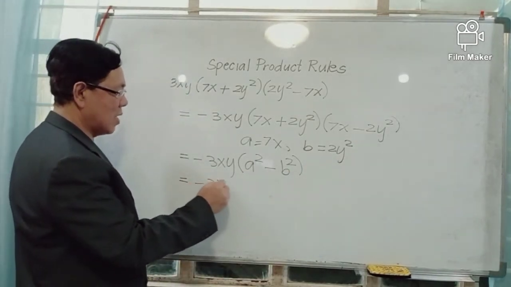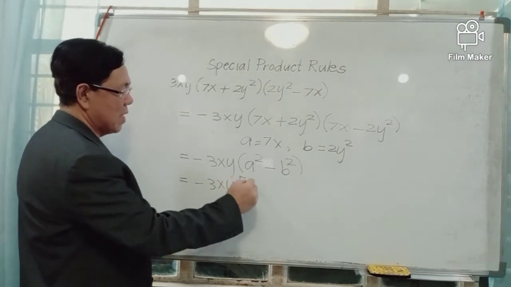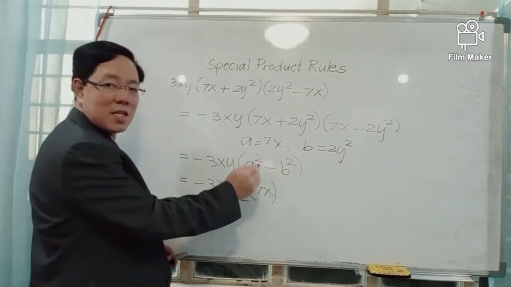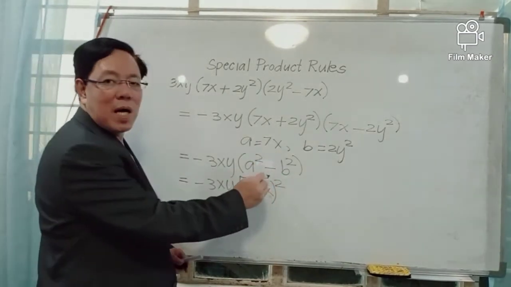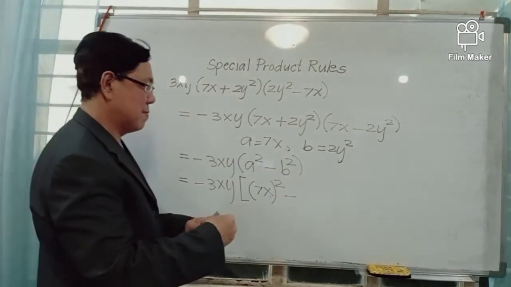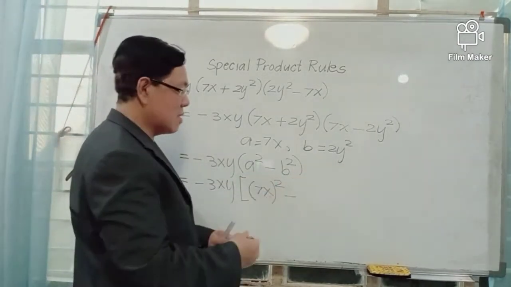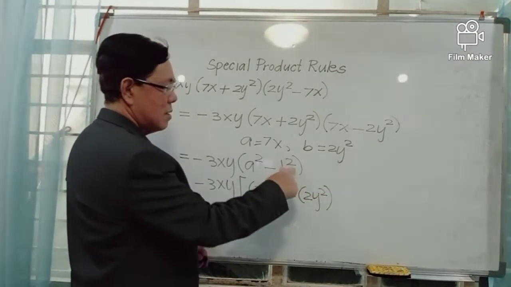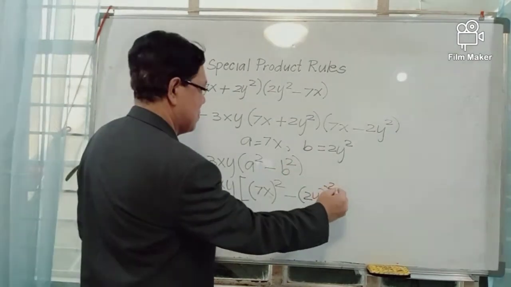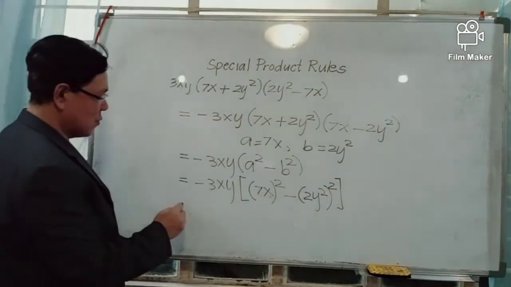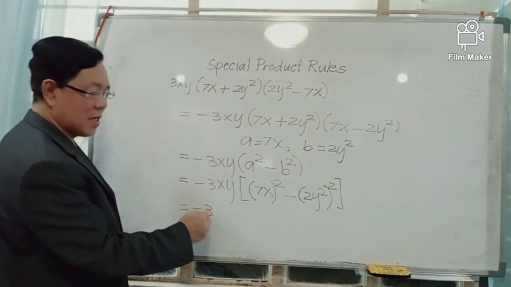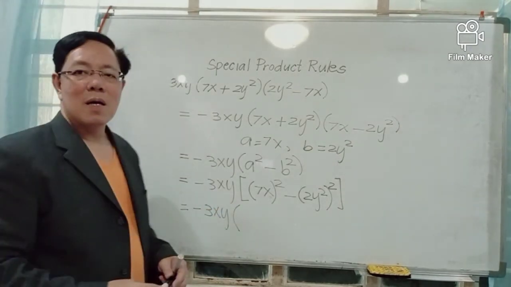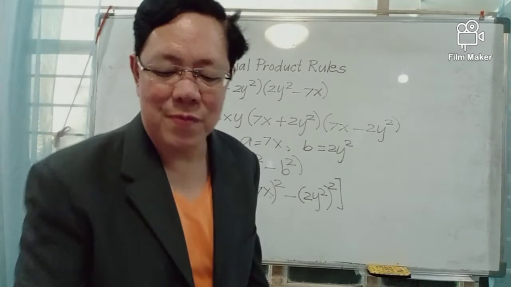Negative 3xy multiplied by A, which is 7x, raised to 2, minus B, which is 2y squared, to the power 2. And we simplify, we get negative 3xy multiplied by... Again, apply the property of exponent.